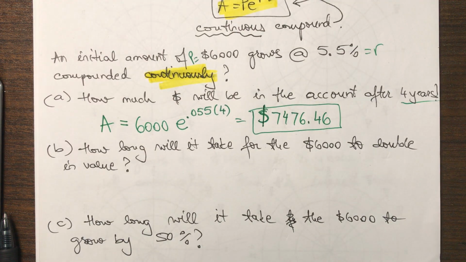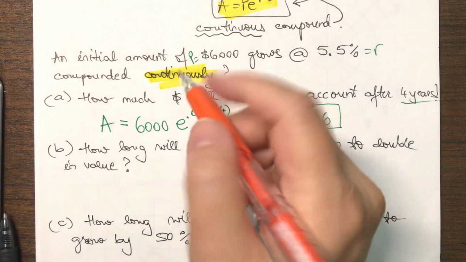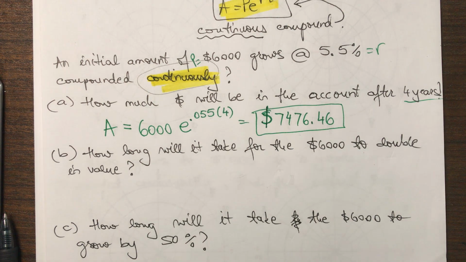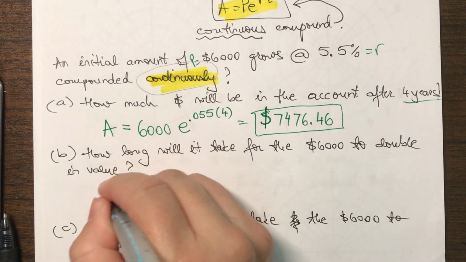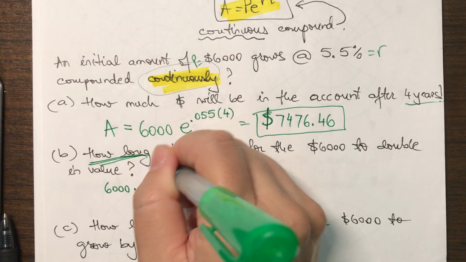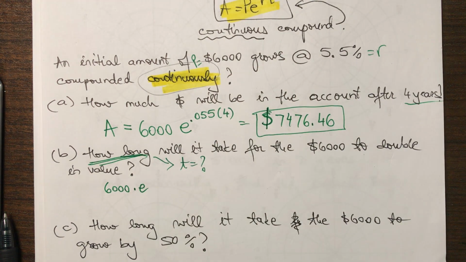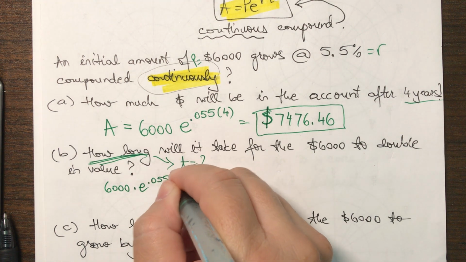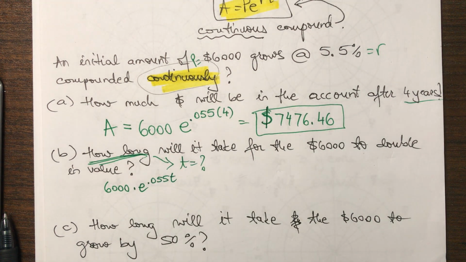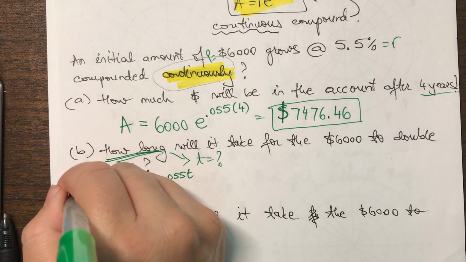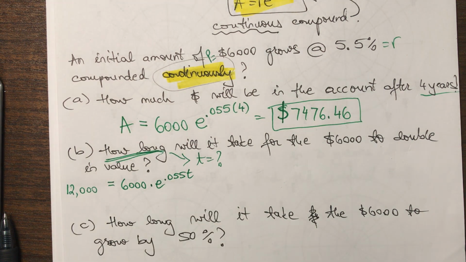Okay. How long will it take for the $6,000 to double in value? What does that mean? They double, and again, it's all compounded continuously, right? So it's still the Pert formula. So, in other words, what? We're starting with $6,000. It says how long, so in other words, our answer is going to be asking for the time, yes? The interest rate is my 5.5%. So what does it mean that the money is going to double? That means at the end of this period of time, instead of $6,000, I'm going to have $12,000.